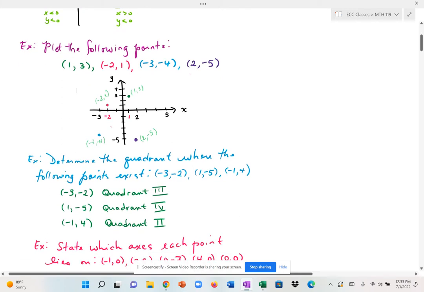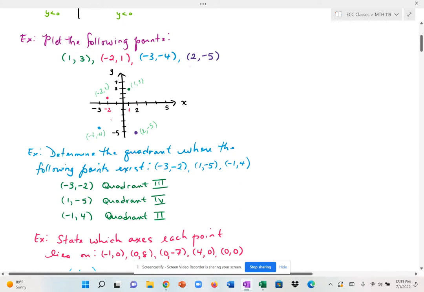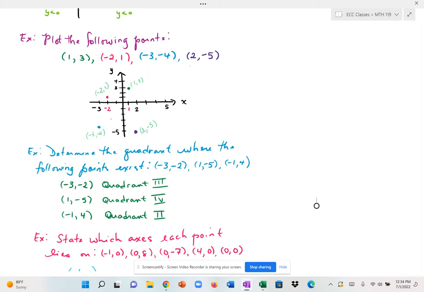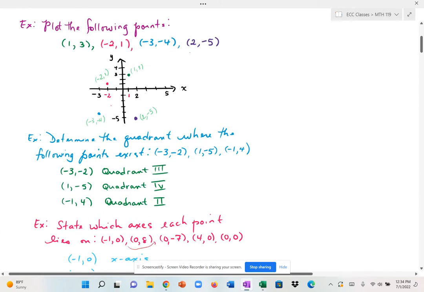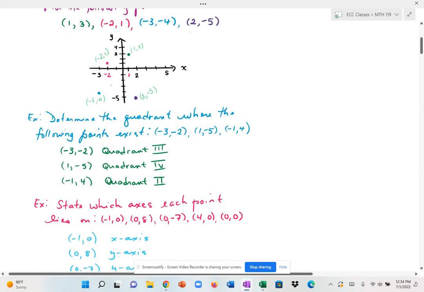Okay. It is possible to have a point that lies on one of the axes, either the x-axis or the y-axis. And so here we want to state which axis each of these points lies on. So negative 1, 0, that means you've gone 1 unit to the left, but 0 units up and down. So if I've only gone to the left, that means I'm on the x-axis. 0, 8, that means you've gone 0 units left or right, but you've gone 8 units up. So that's going to be on the y-axis.